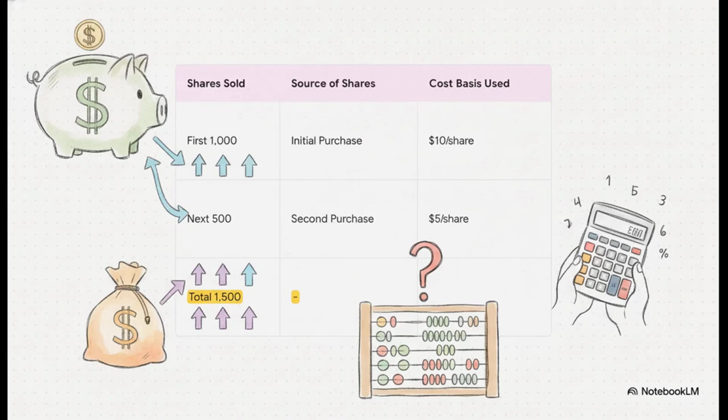And here is exactly how that plays out. Let's say you decide to sell 1,500 shares. Using FIFO, the first 1,000 shares you sell are considered to be from your initial purchase, the ones with the $10 cost basis. The next 500 shares you need come from your second purchase, and those use the $5 cost basis. This means your tax calculation is going to be based on this specific mix.